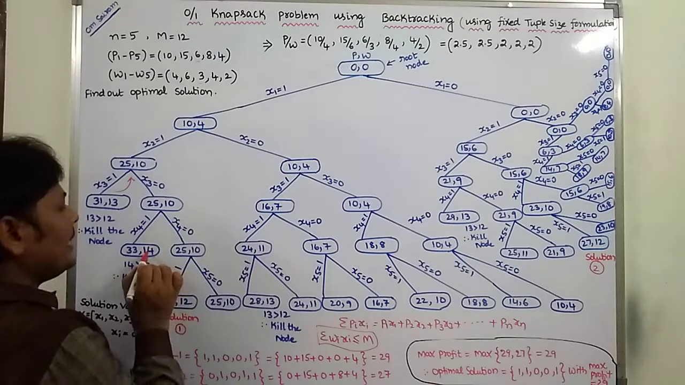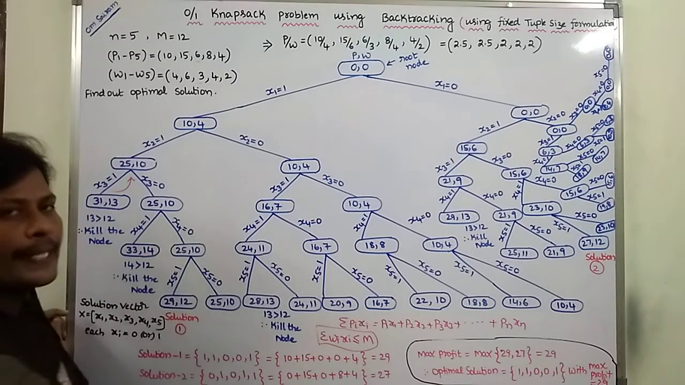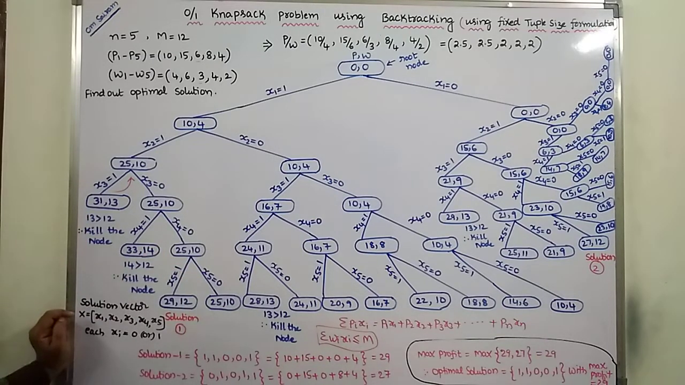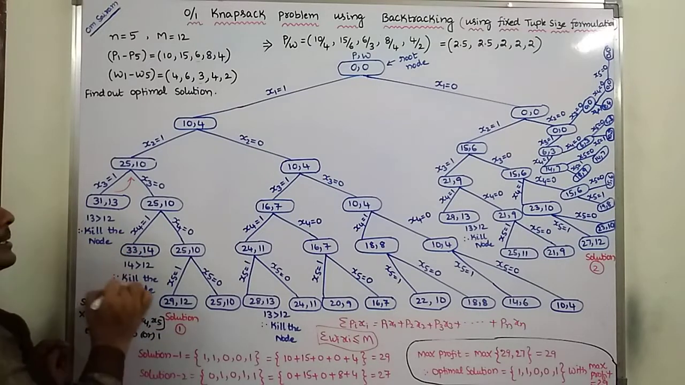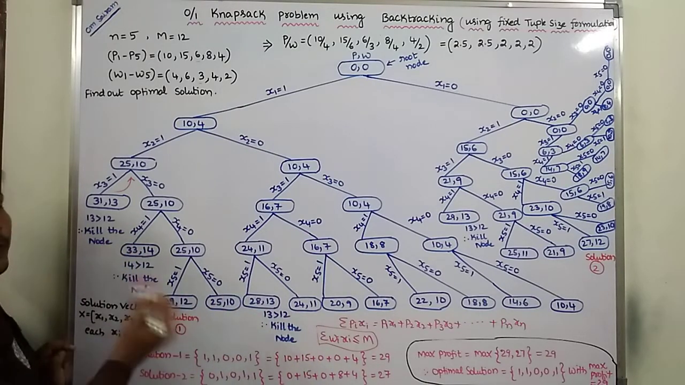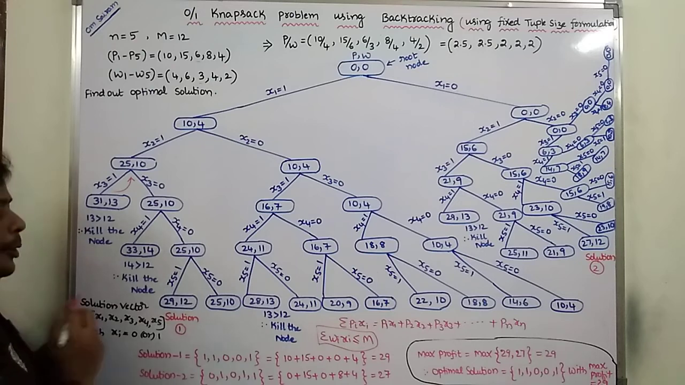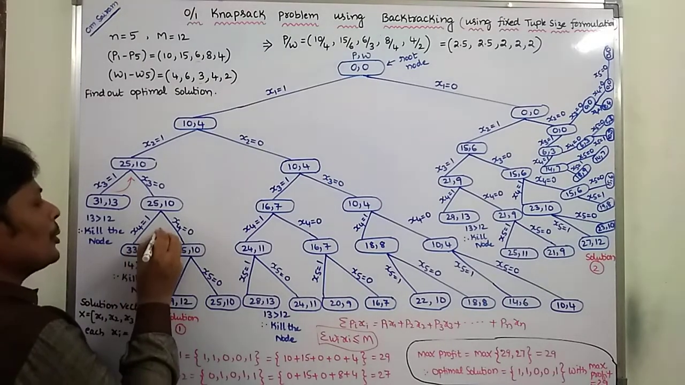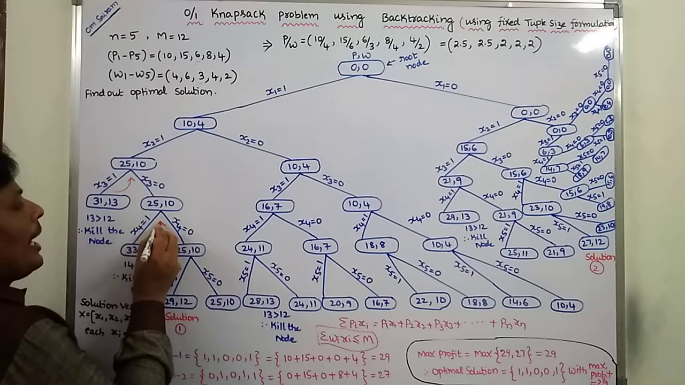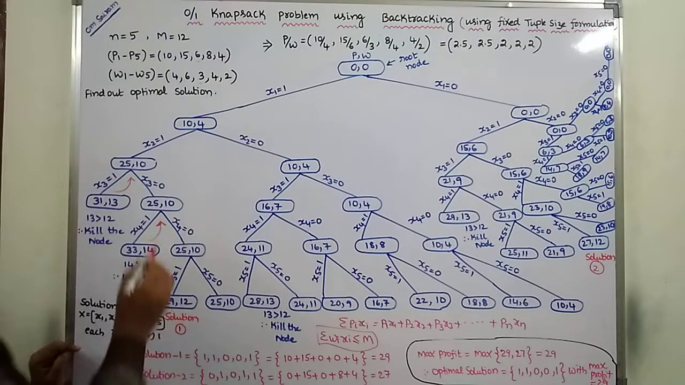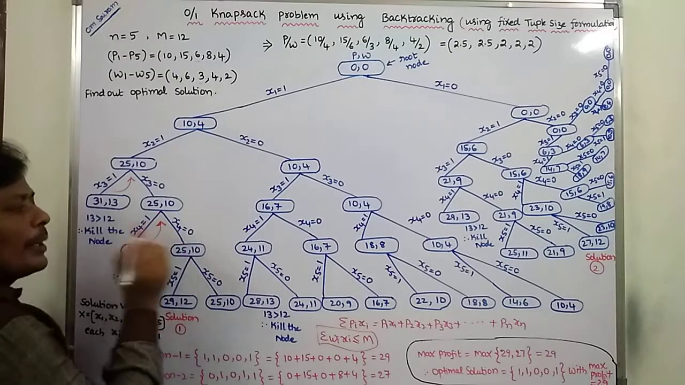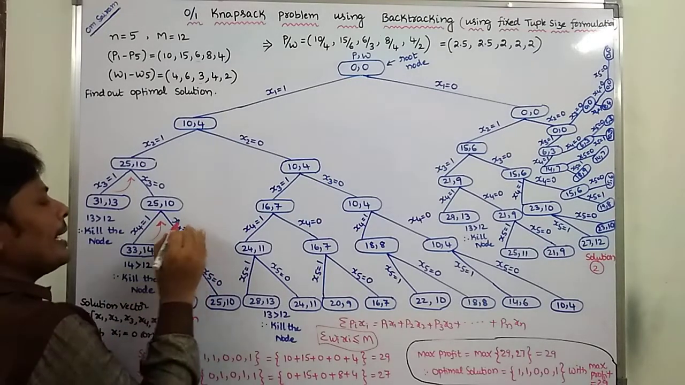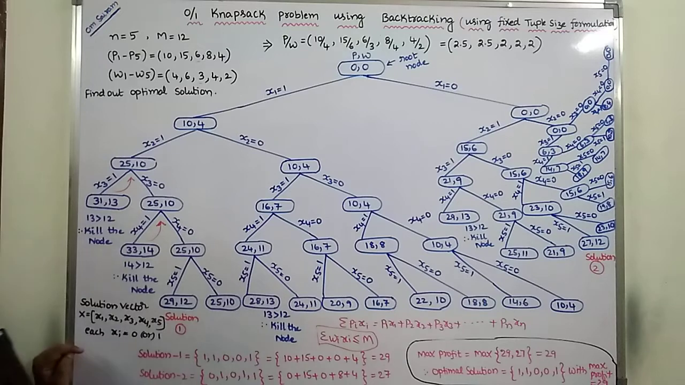Here this weight is 14. Is 14 less than or equal to 12? The condition is false, it violates the property, so we have to kill the node because 14 is greater than 12. By using bounding functions, we kill that node. Now again we have to backtrack. The left child is completed, so we go for the right child. The right child is x4 equal to 0.